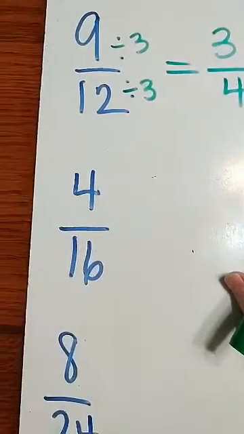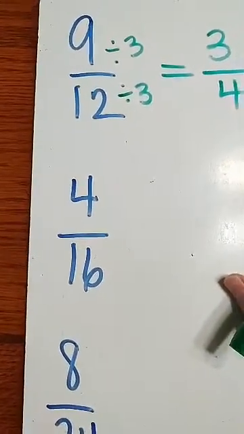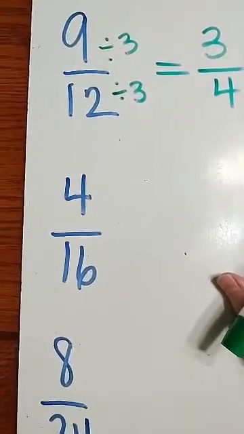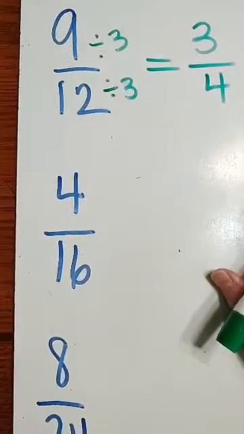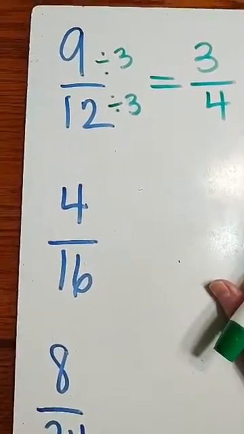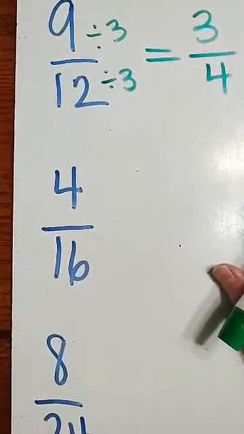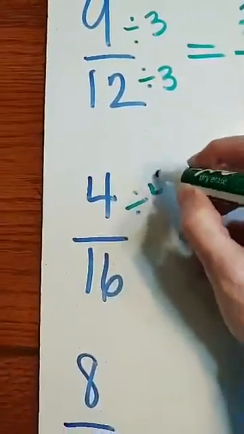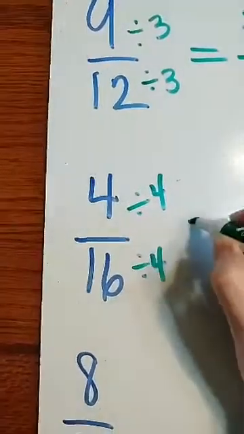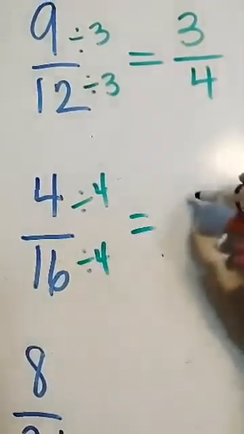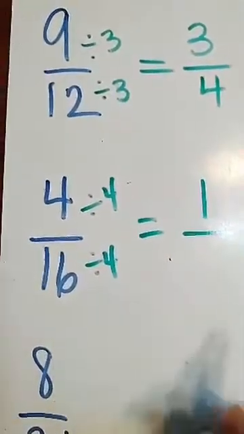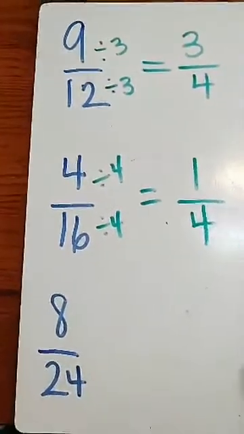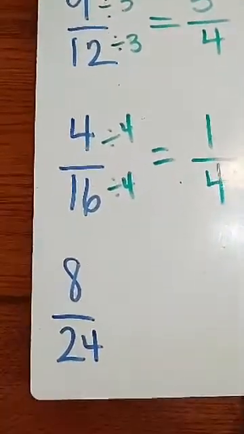All right, let's try 4/16. All right, we need to simplify this down. What could we divide both of these by? You're right, we could divide them both by 2, but we want the biggest number that we could divide them both by. Okay, the greatest would be 4. So let's divide them both by 4. How many 4's in 4? 1. How many 4's in 16? Yes, 4. Good job. So 1/4 is the simplified form of 4/16.